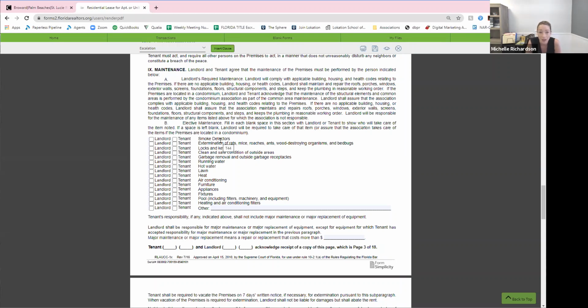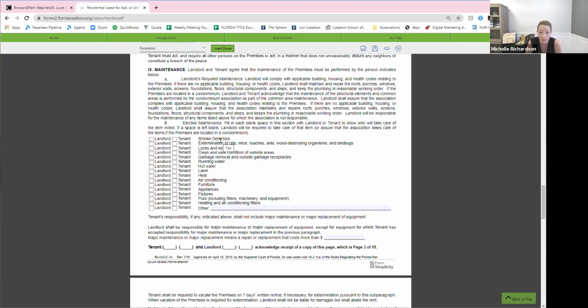If the premises are located in a condominium, landlord and tenant acknowledge that the maintenance of the structural elements and common areas is performed by the condo association as part of the common area maintenance. Landlord shall assure that the association complies with applicable building, housing, and health codes relating to the premises. If there are no applicable codes, landlord shall assure that the association maintains and repairs the roof, porches, windows, exterior windows, screens, foundations, floors, structural components, and steps.